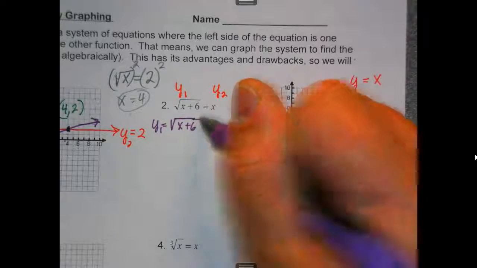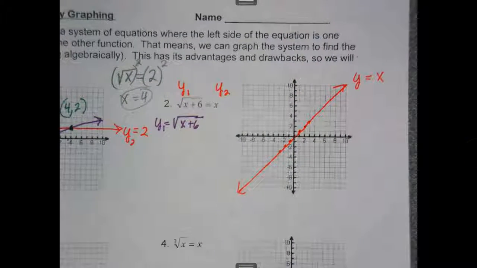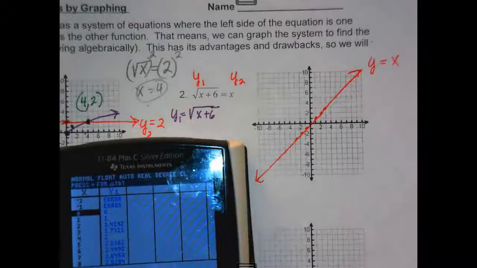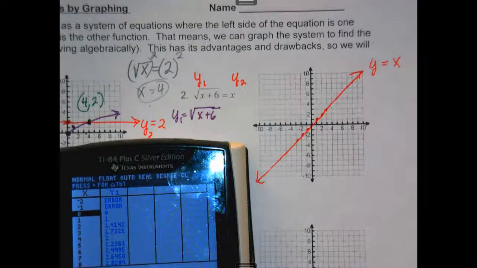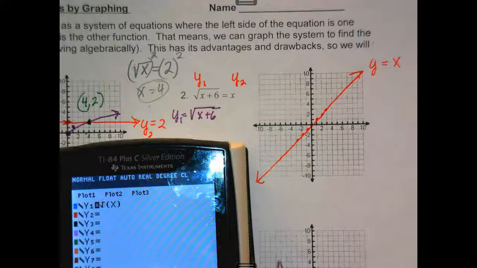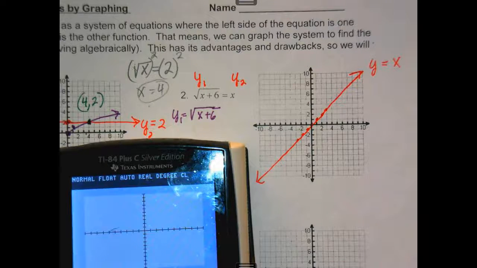We're going to have to put that in our calculators and graph it accurately. Square root of x plus 6, right? Graph it. Now we only need 3 points. Let's see what happens here.